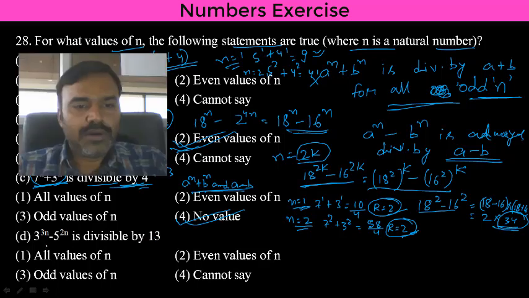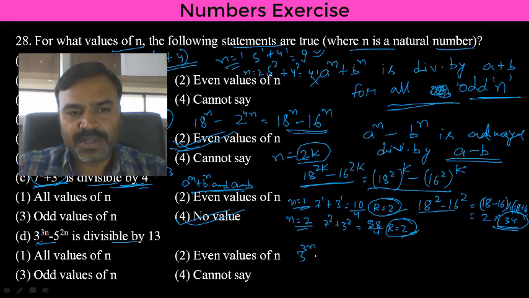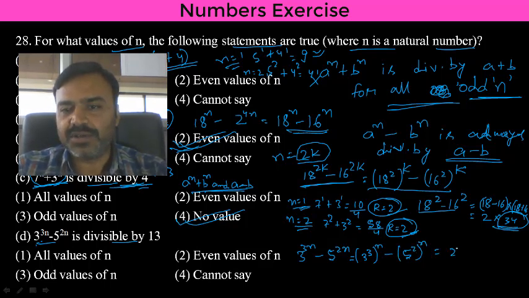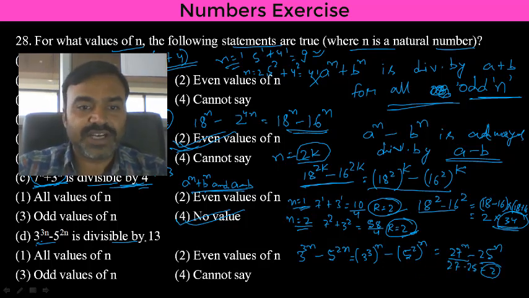Alright. Now the next one says 3 raised to 3n minus 5 raised to 2n is divisible by 13. Let's check it. 3 raised to 3n minus 5 raised to 2n. First of all, let's write it as 3 cubed to the power n minus 5 squared to the power n. So this comes out to be 27 to the power n minus 25 to the power n. Now 27 to the power n minus 25 to the power n is definitely divisible by 27 minus 25, that is 2. So it is divisible by 2, but we have to check for 13.